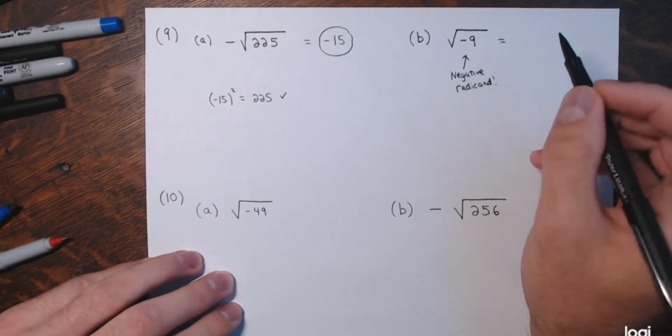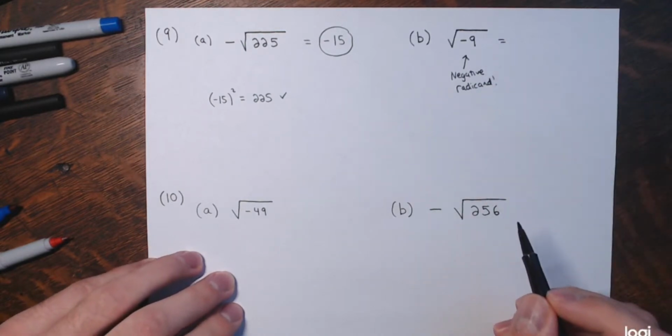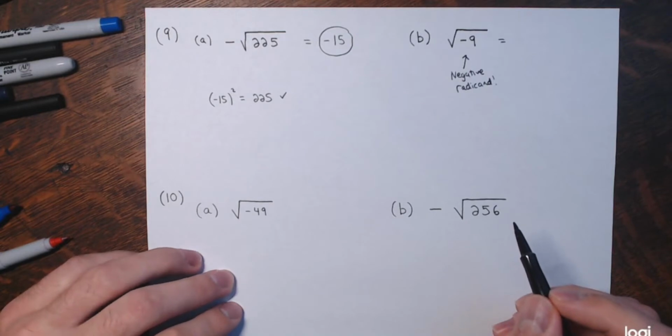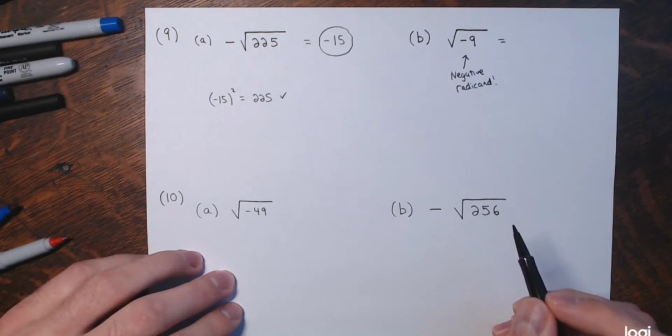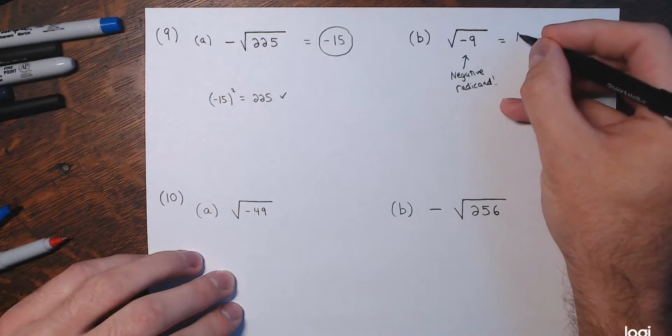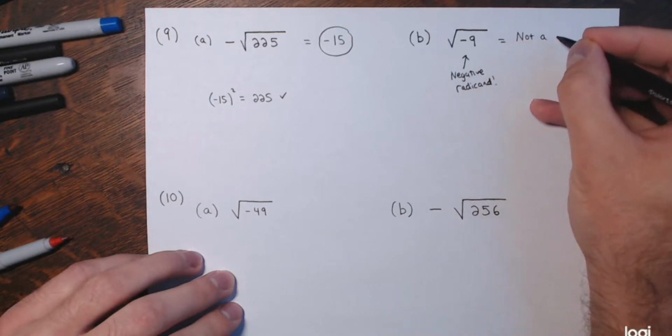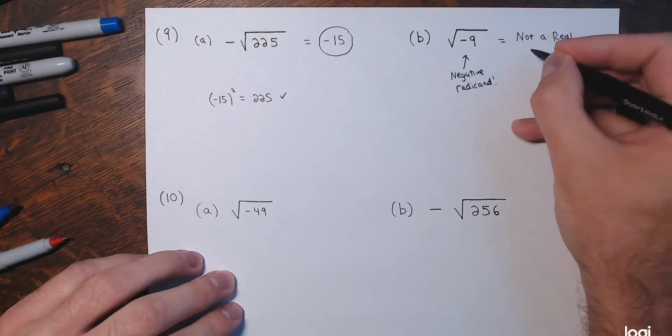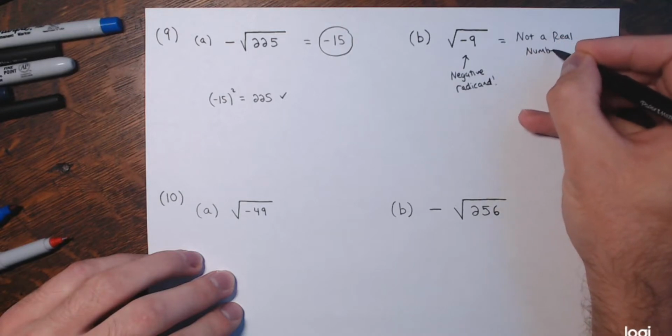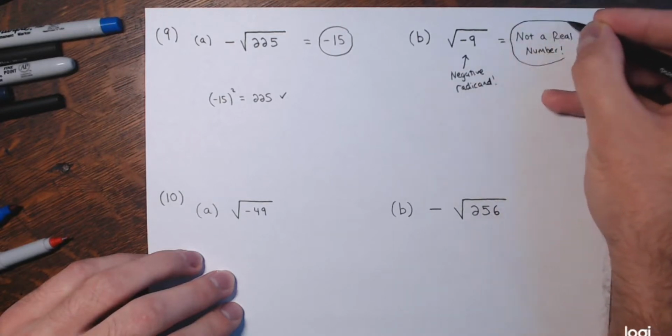Right? So there is no number you can square to get negative 9. There's no real number that you can square to get negative 9. So this is once again just not a real number. And that's all we're going to say for right now for these kinds of problems.